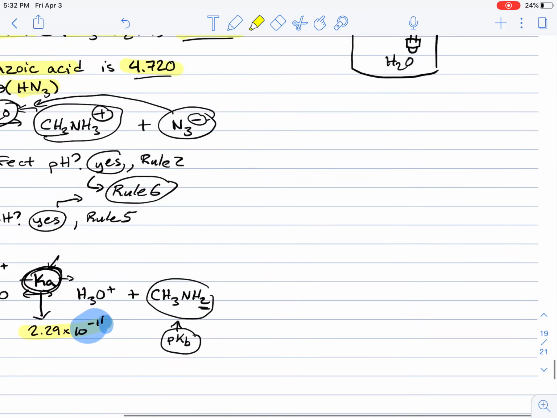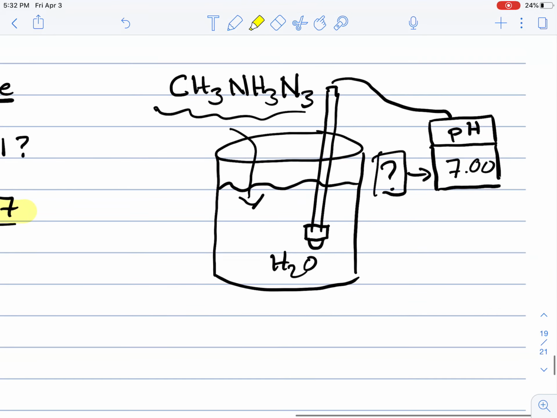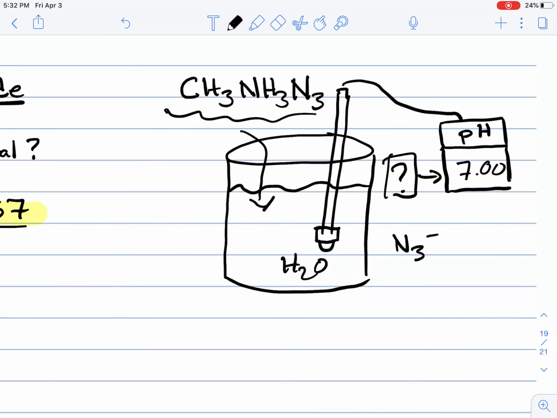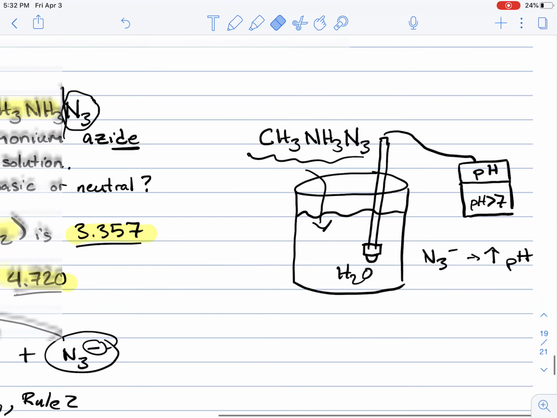And so if we're looking at this diagram, when we add methyl ammonium azide, it's the azide that will increase the pH of the solution. So it's no longer going to be 7, it's going to be greater than 7. We need more information to quantify it, but at this point in time, the main purpose is for you guys to make those predictions.